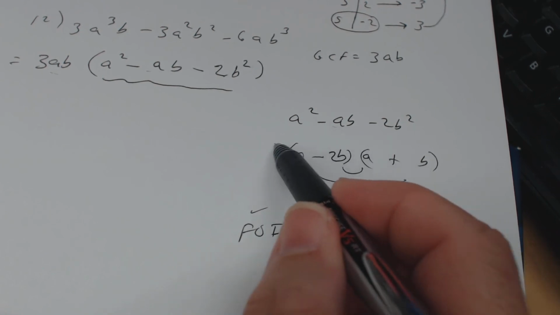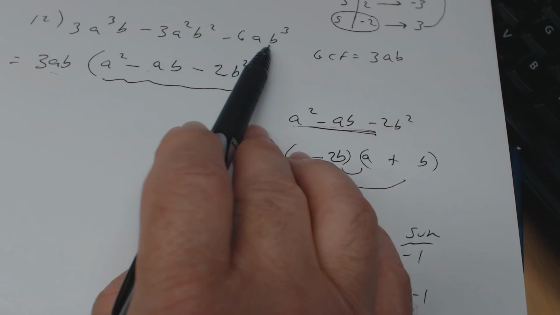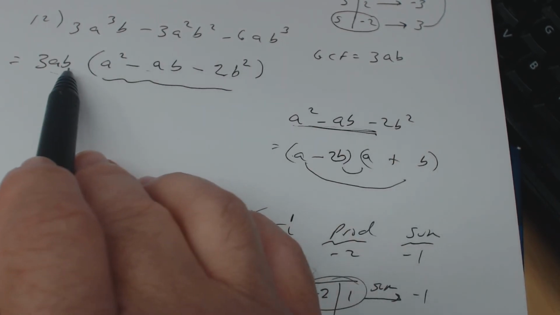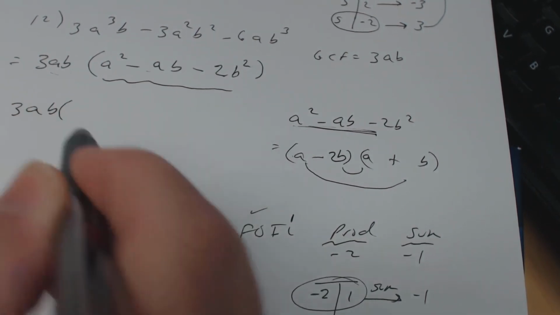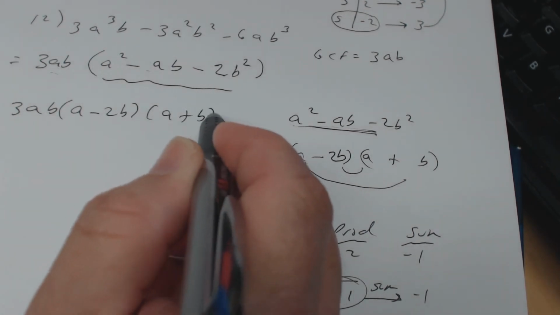But remember, you just factored this. That's not what the original problem was. This was the original problem. So you got to remember, you factor out a 3ab, so that's got to be part of your answer. So the answer is 3ab times a minus 2b times a plus b.